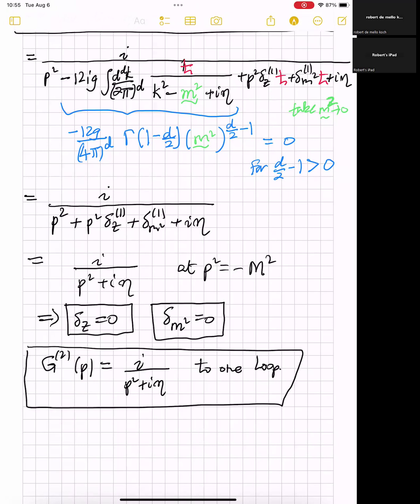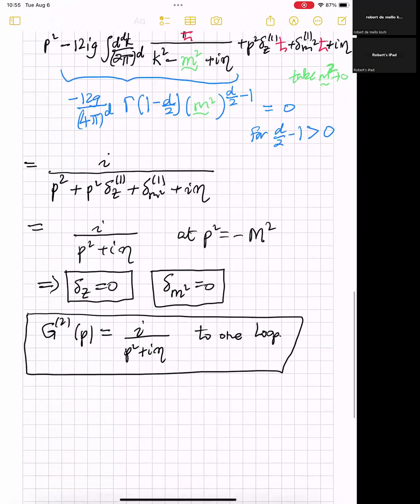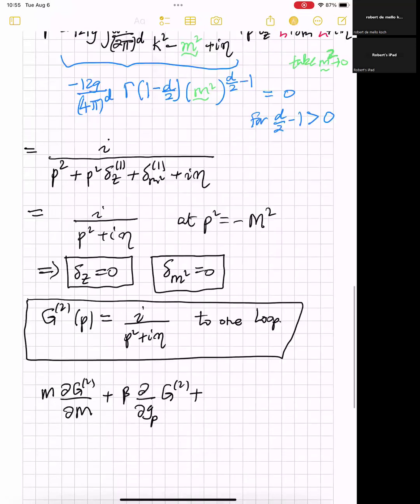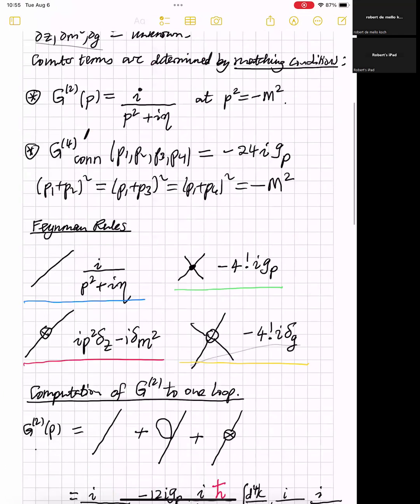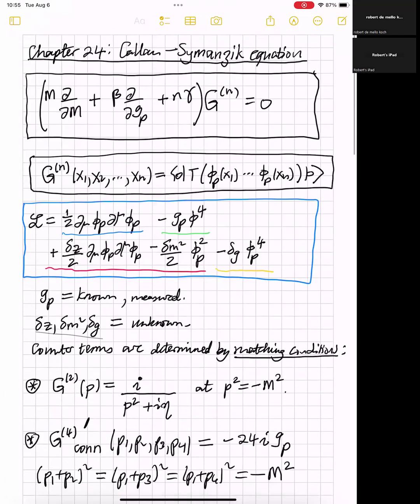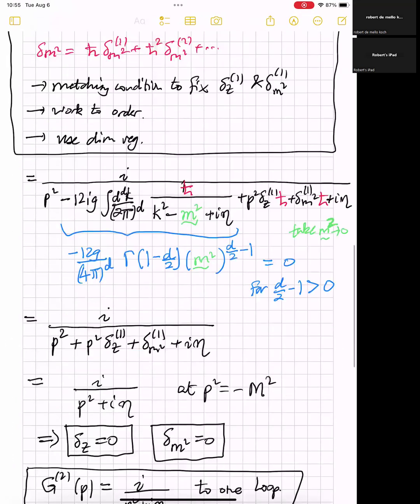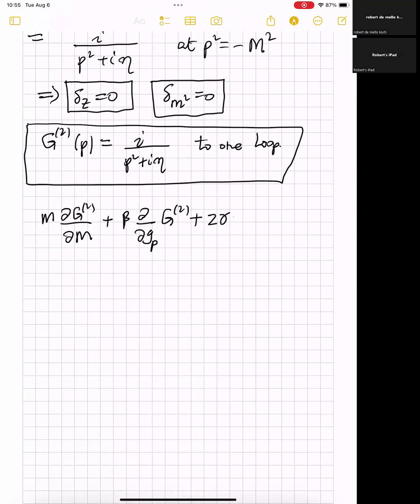Now let's plug it into the Callan-Symanzik equation. The Callan-Symanzik equation says m dG2/dm plus the beta function, d by the physical coupling g_P, onto G2, and then plus n gamma. Here n is 2 because we're studying the 2-point function, so we would have 2 times the anomalous dimension times G2 is equal to 0.